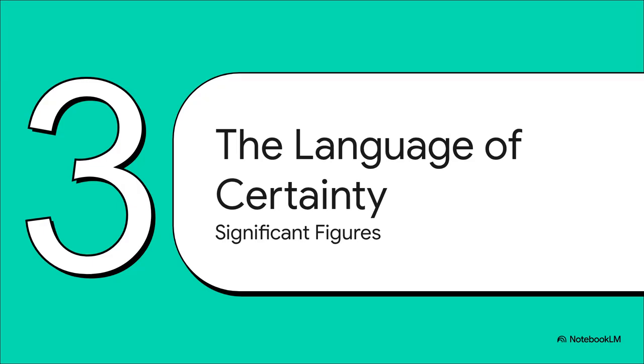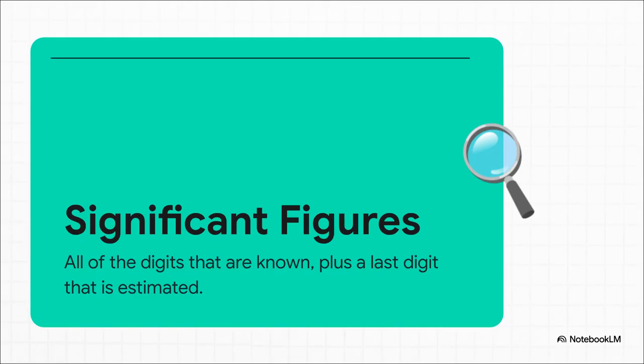Now, this brings us to what might be the most important concept of all for handling scientific data: the language of certainty. Because every single number a scientist writes down tells a story about how much you can actually trust that number. And this is where we need to talk about significant figures. Significant figures, or sig figs for short, are basically all the digits in a measurement that you know for sure, plus one final digit that's a reasonable estimate.